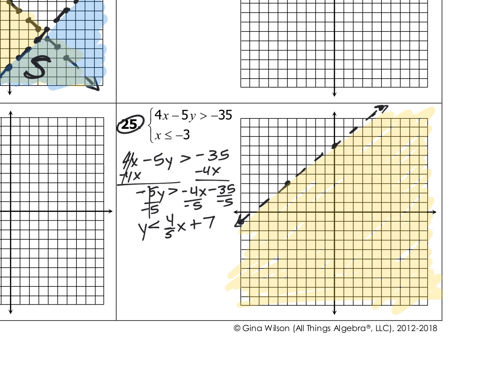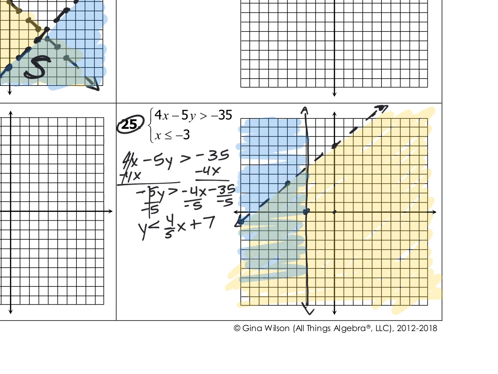X is less than or equal to -3 is a vertical line at x equals -3. And since it's less than or equal to, it's a solid line. Okay. And this is one of those where you have to really choose the point. So I like to choose the point 0. So 0, is 0 less than -3? Well, no, 0 is greater than -3. So I don't shade to the right side of this line. I shade to the left side of this line.